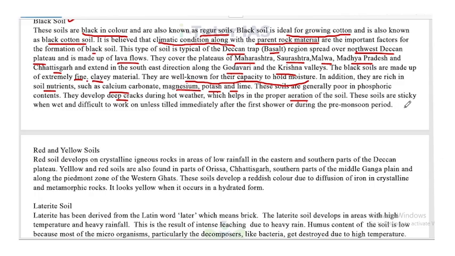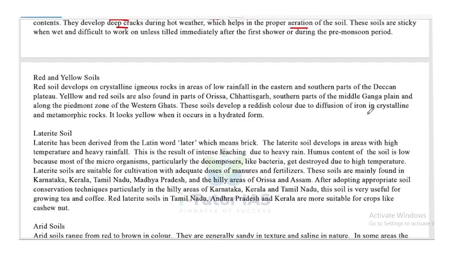These soils are sticky when wet and difficult to work on unless tilled immediately after the first shower or during the pre-monsoon period. So that's about the black soil. Next one is red and yellow soil.